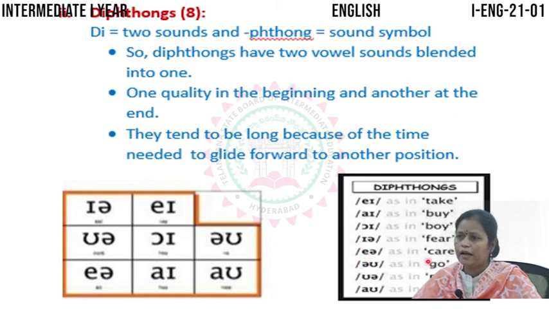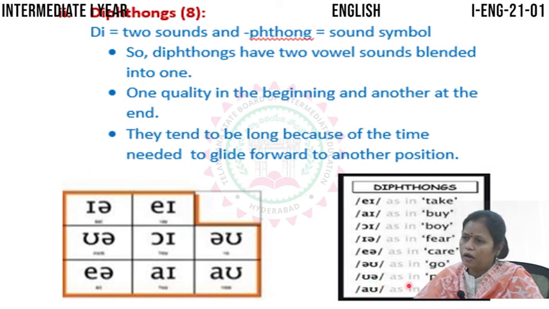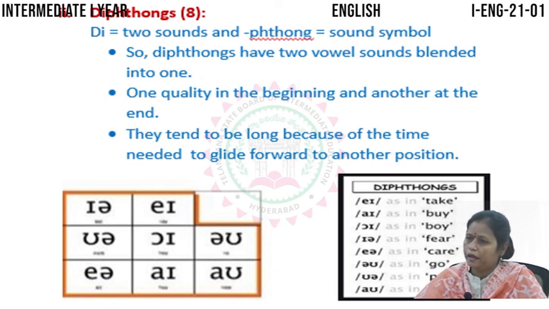O as in go, not go. O as in poor, not poor. Don't say ra. O as in cow. Okay, so this way you need to practice to get these 8 phonemes.